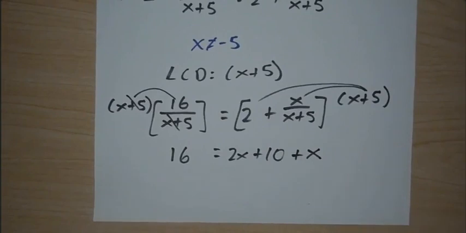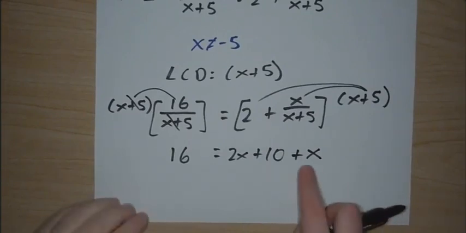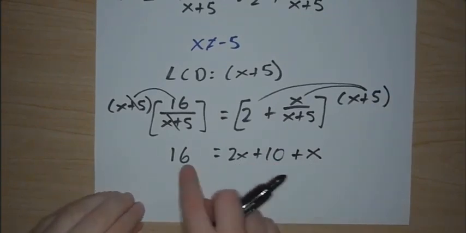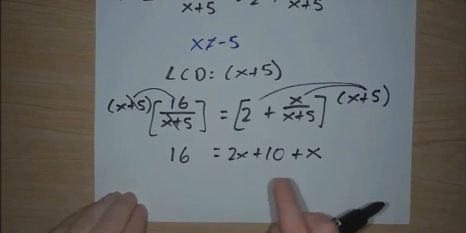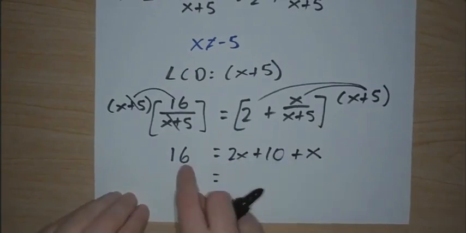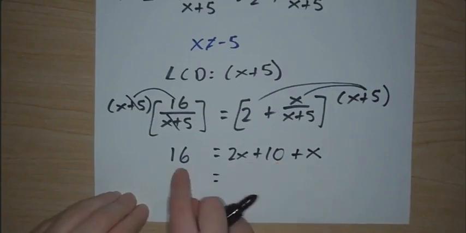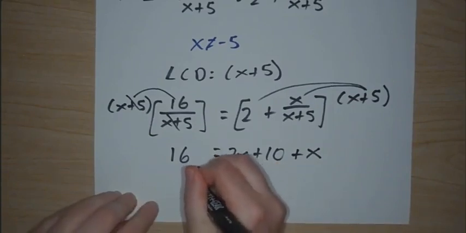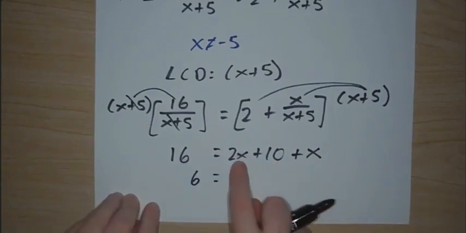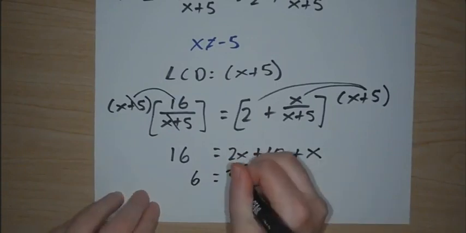So now we're going to move the x's to one side and the normal numbers to one side. So we have a 16 here and a 10 here. I'm going to subtract a 10 on both sides to get 6 on this side. And adding these x's, we have 3x.